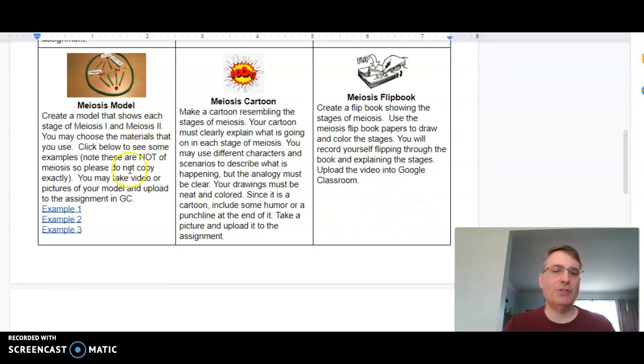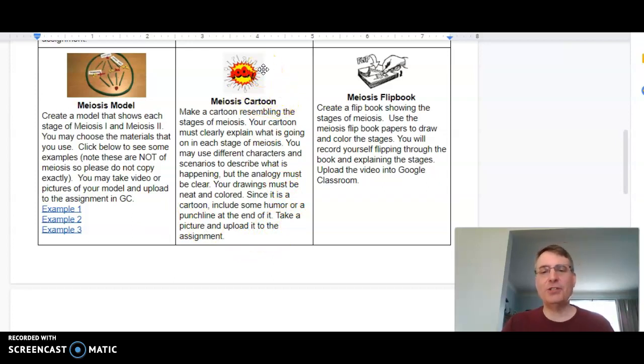You can create a meiosis model. You can take a picture, move it around as things change, and take another picture, and so on. A few examples there. I've seen this done with cookies as well. You could do it that way, and then you could eat your product when you're done explaining it to me and sending me the video. Or a meiosis cartoon.